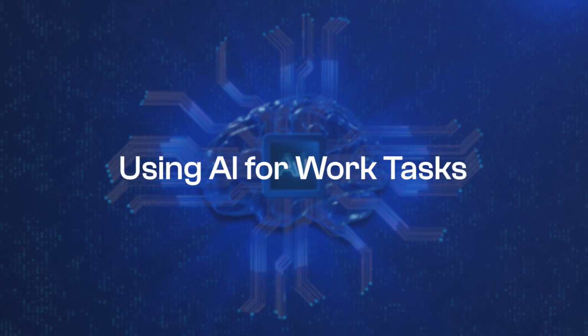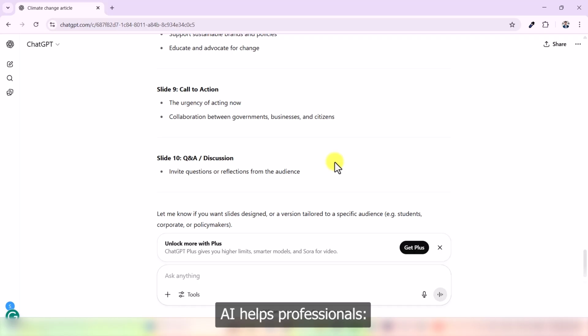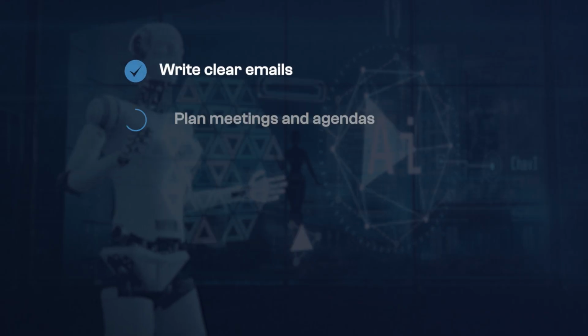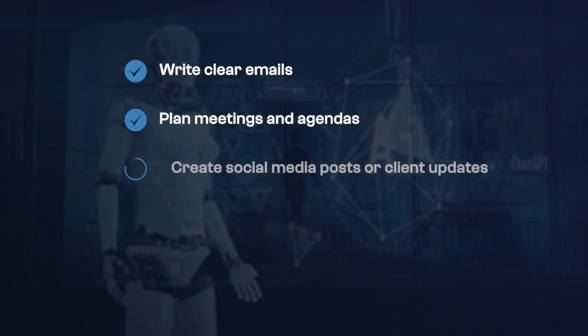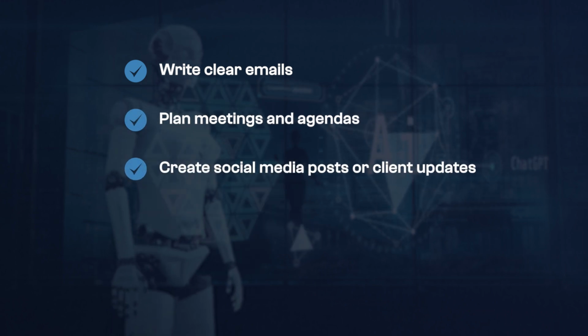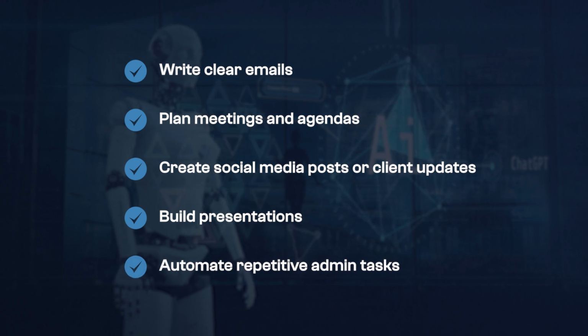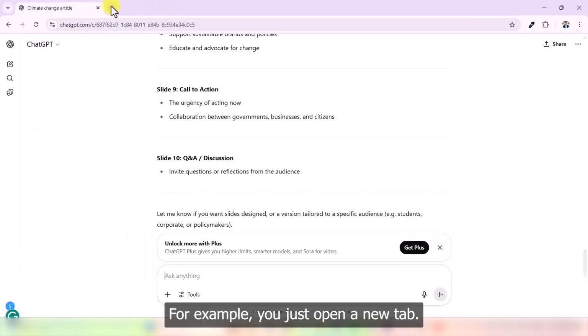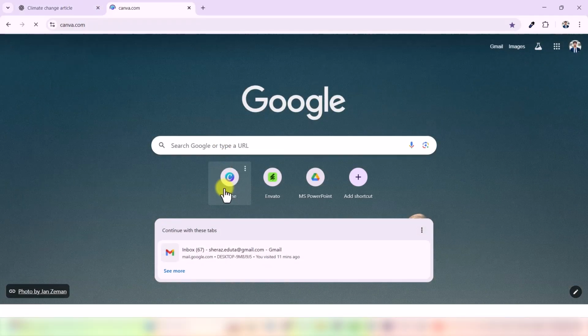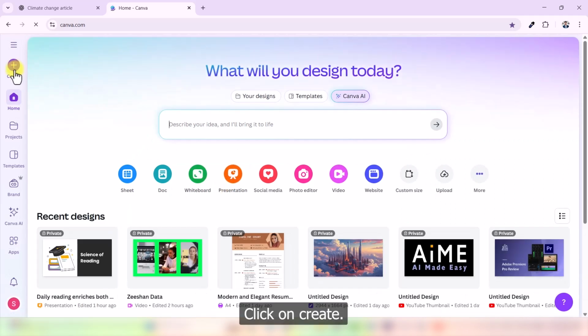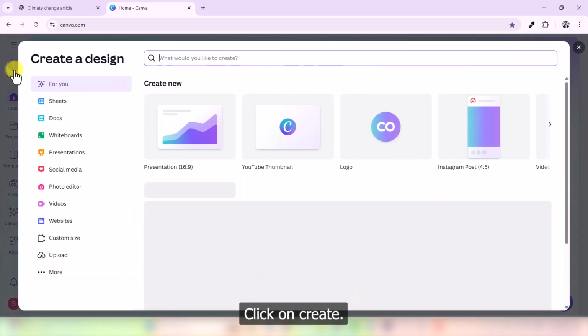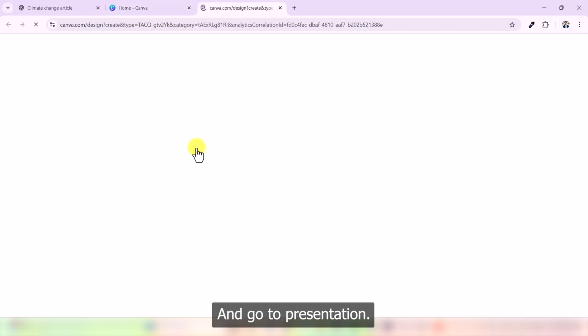Using AI for work tasks. AI helps professionals write clear emails, plan meetings and agendas, create social media posts or client updates, build presentations, automate repetitive admin tasks. For example, you just open a new tab, go to Canva, click on create, and go to presentation.